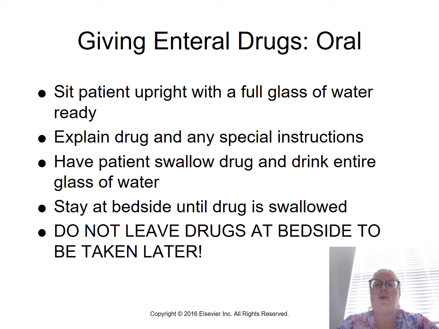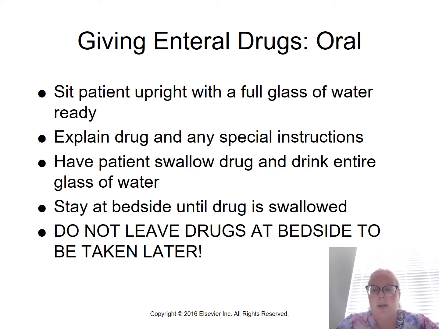You never ever leave drugs at the bedside to be taken later. I cannot tell you as a nurse how many times I've walked into a patient's room and seen medication sitting on the counter in plain sight, not locked up for anyone to take. That's very dangerous. It's a very unsafe situation. So drugs should never be left at the bedside, ever. These drugs may not get taken ever. The patient may save them and overdose on them, or a visitor may take them.